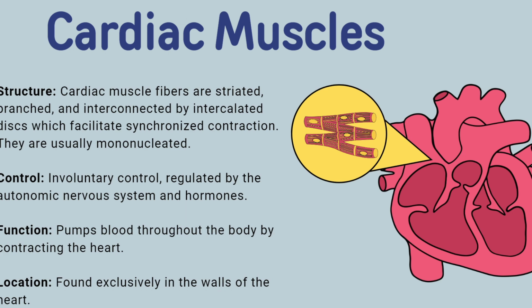Other than that, we all know that hearts are involuntary, meaning they're controlled by the autonomic nervous system and various hormones. If something goes wrong, you get an irregular heartbeat, heart diseases, heart problems, and all that. And it's a basic thing that the heart pumps blood throughout the body by contracting. And of course, it's exclusively found in the walls of the heart. So yeah.